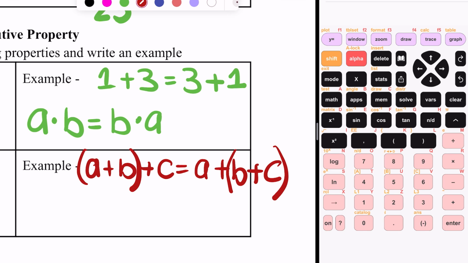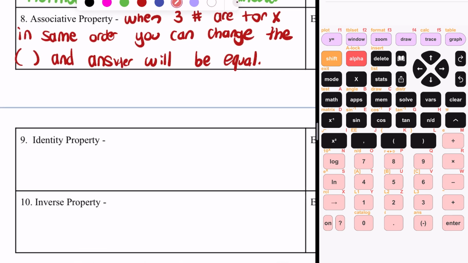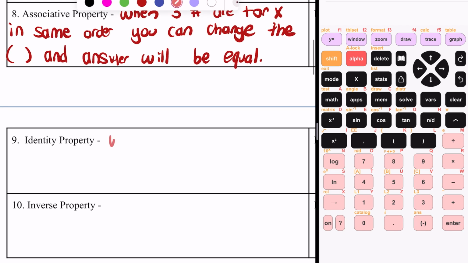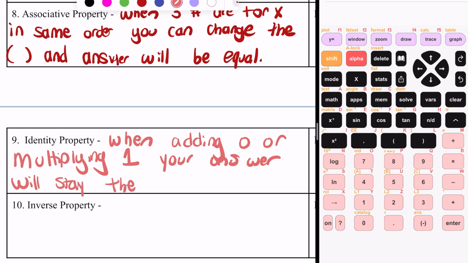All right, two more properties to go over. Now we are going to go over the identity property. The identity property says when adding 0 or multiplying by 1, your answer will stay the same.